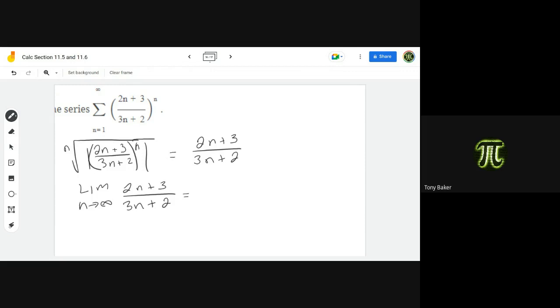And what does this limit go to? This one goes to 2/3. Based on the root test, that is less than 1. That's absolutely convergent. Yeah, I just divided everything by n. Actually, this one, I cheated and I just used the pre-calc rule and looked at the leading coefficients.